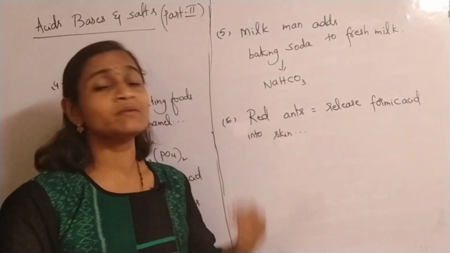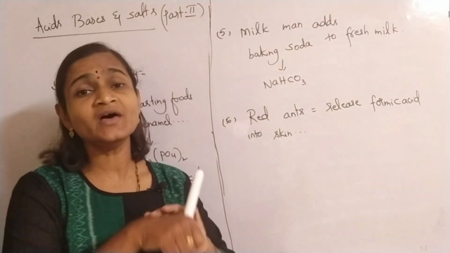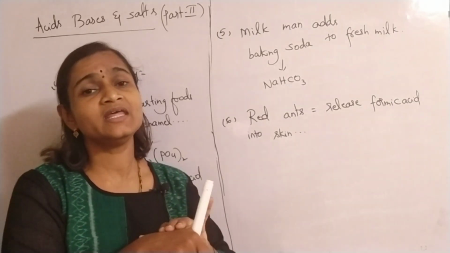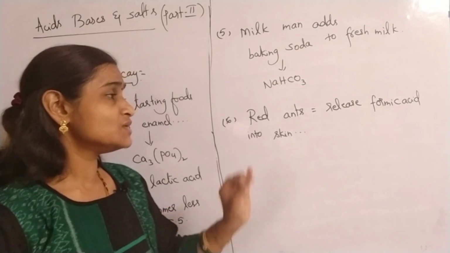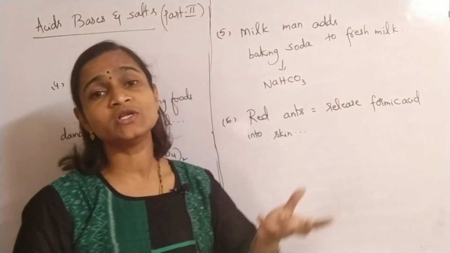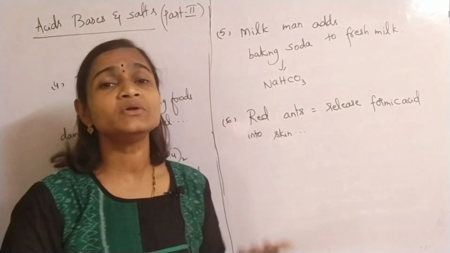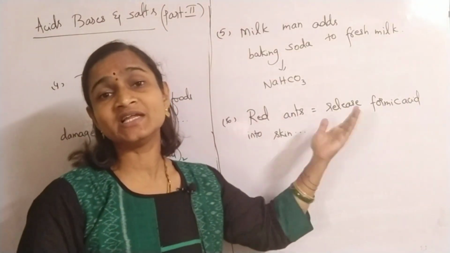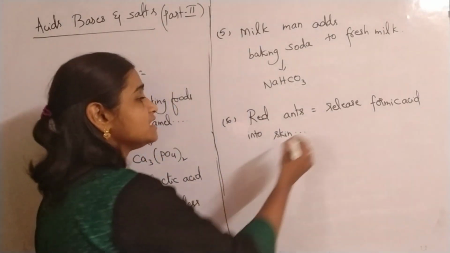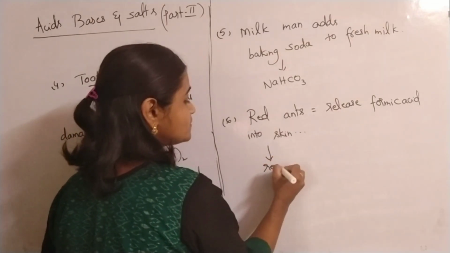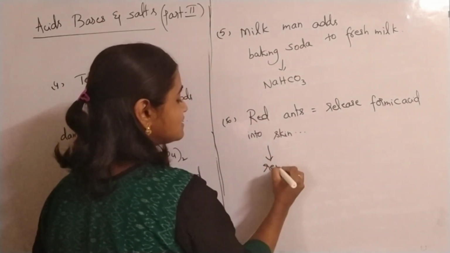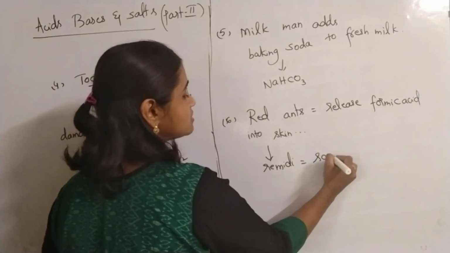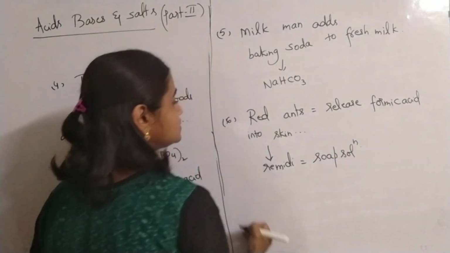In order to reduce this burning sensation, we have to rub the area where the red ant bite is with soap solution. Here, the bite is acidic in nature and soap solution is basic in nature. So in order to neutralize the harmful acid released by red ants, we use the remedy. The remedy is soap solution. So this is also one thing.